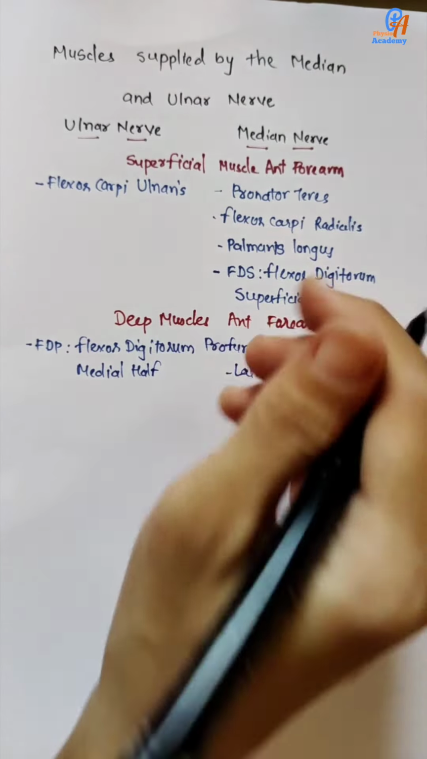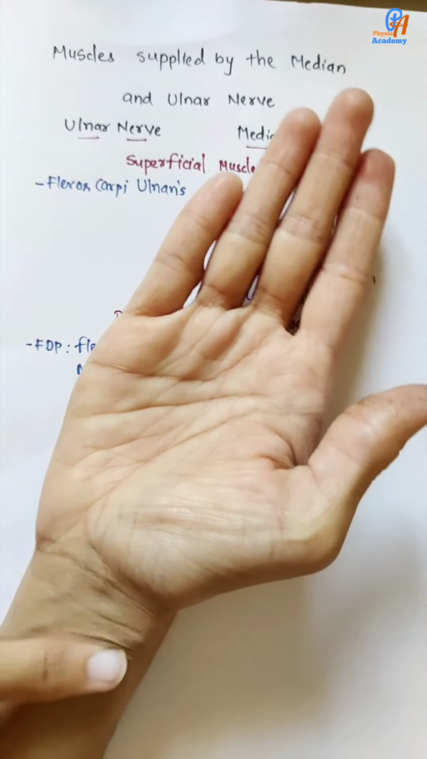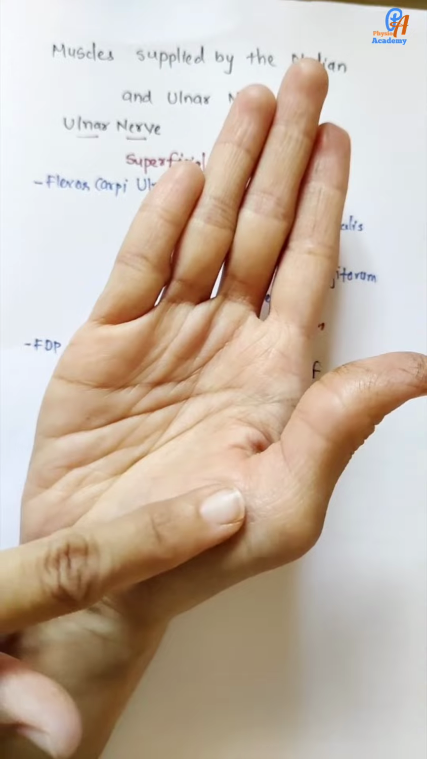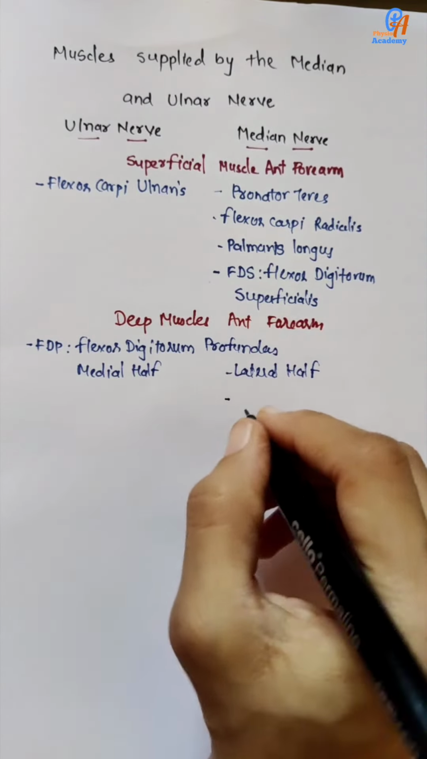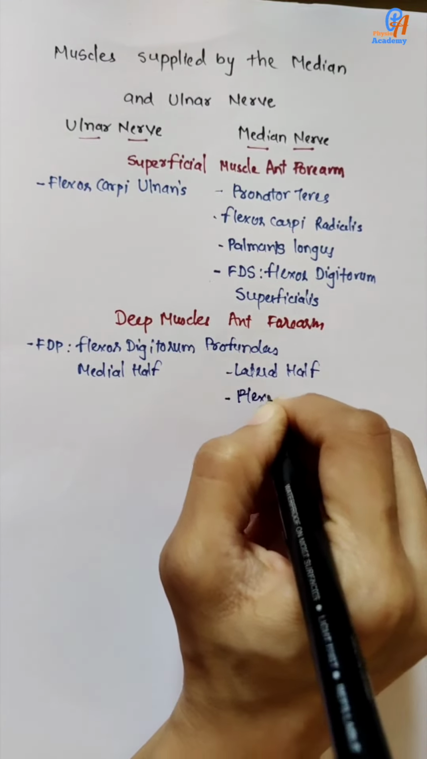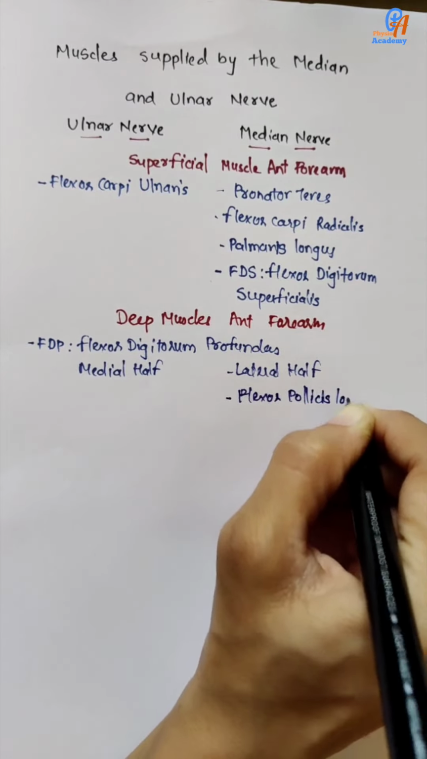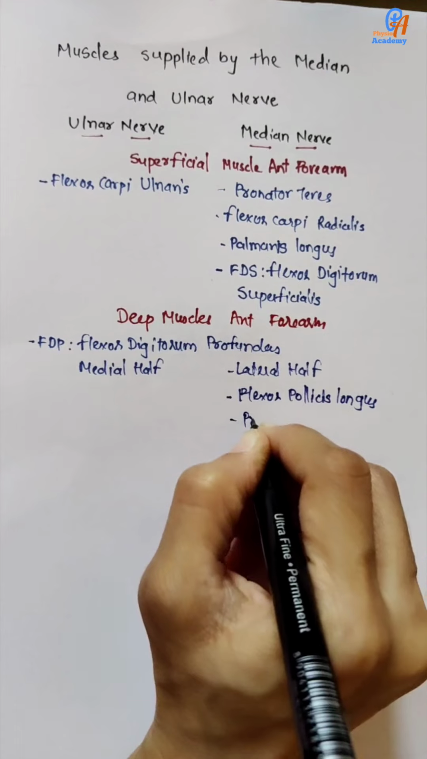Okay, the next muscle is flexor pollicis longus. It is responsible for this action. It is supplied by the anterior interosseous branch of the median nerve. And the last is pronator quadratus.